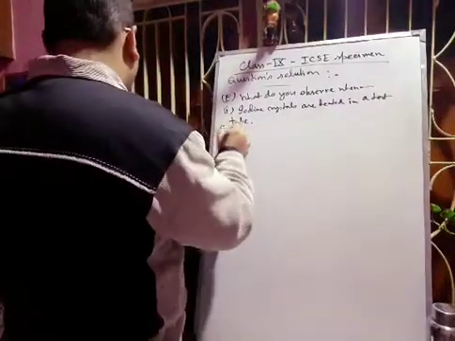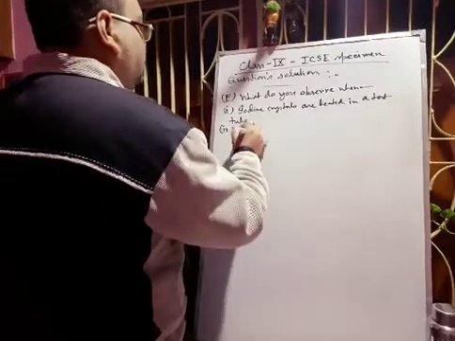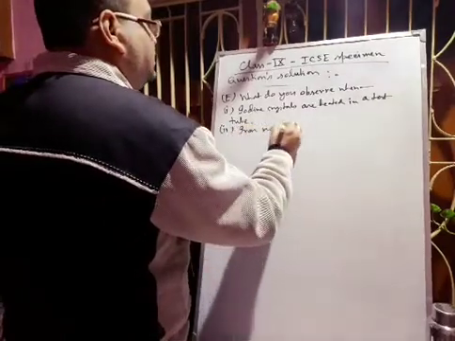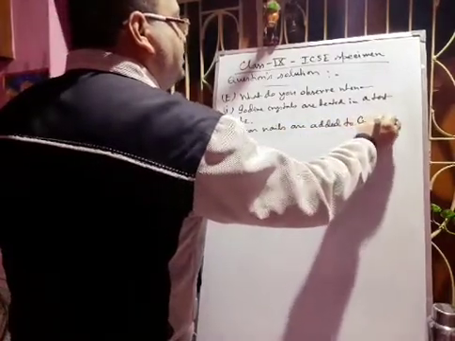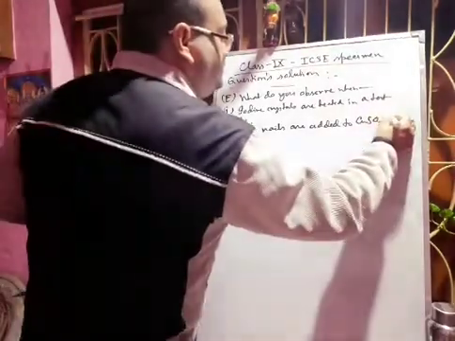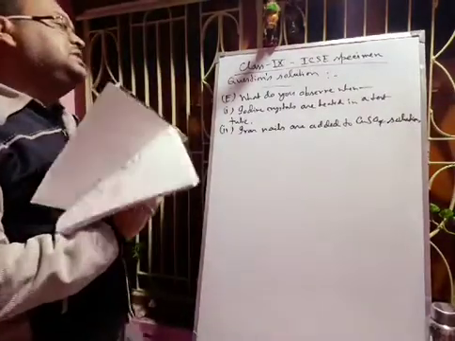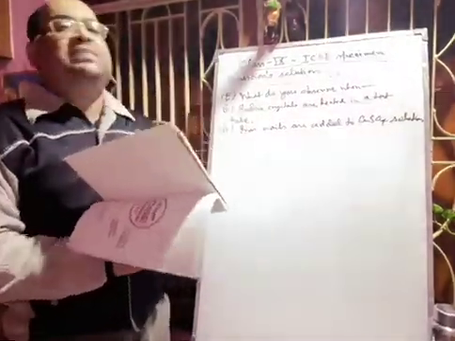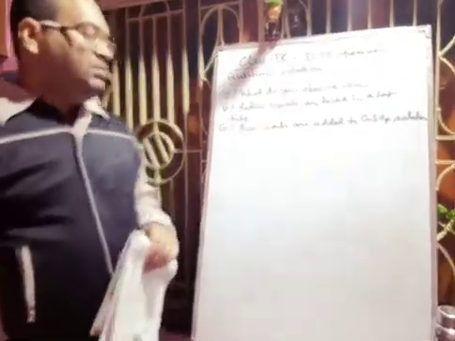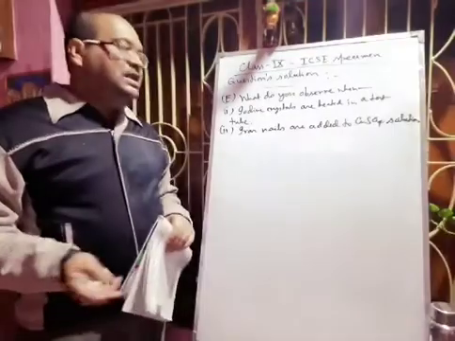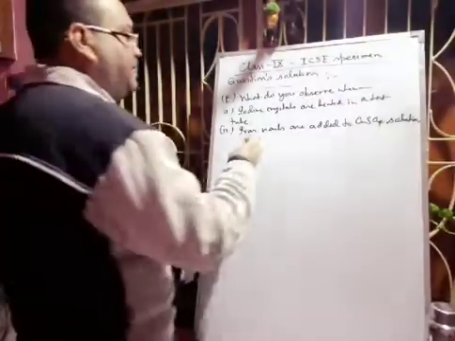Next question. Iron nails are added to copper sulfate solution. Here what you will write: copper sulfate is blue in color. If you place some iron nail, iron is more active, or more reactive, it will displace the copper, and there will be formation of ferrous sulfate. The reaction is like this.